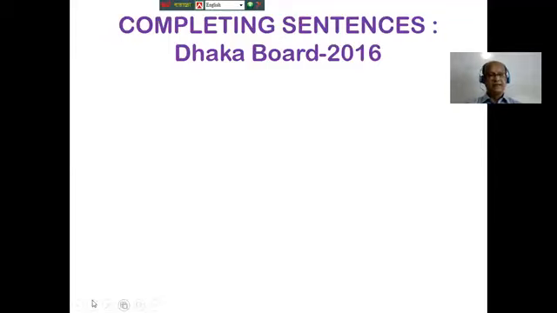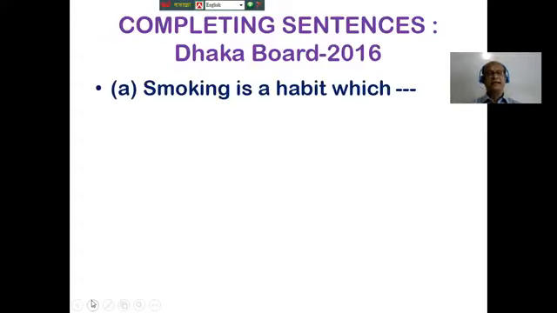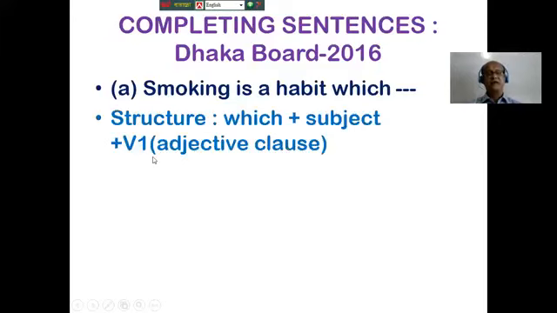Anyway, so for the first sentence of Dhaka Board 2016, smoking is a habit which, see that habit which, the rest of the part is related to which. The word which indicates a sense of adjective, which qualifies the habit. What type of habit? Which. Now let's see the structure. Which plus subject plus V1.